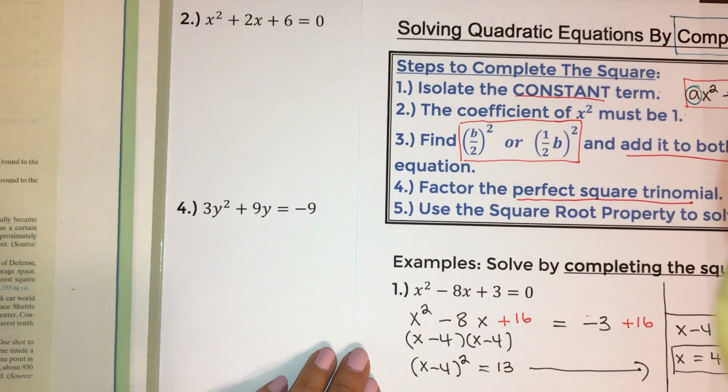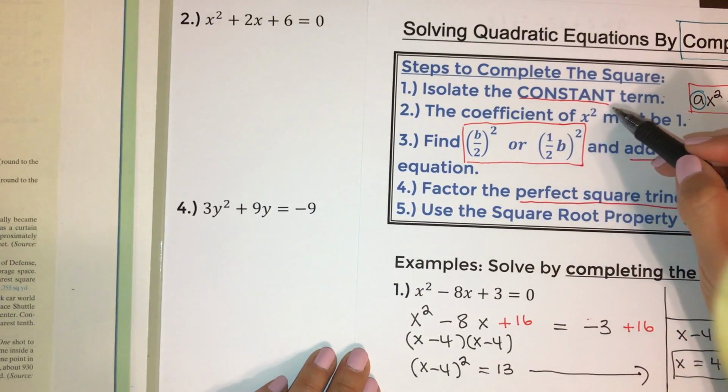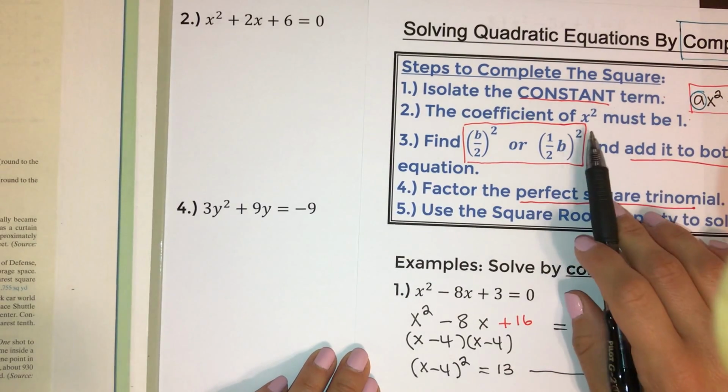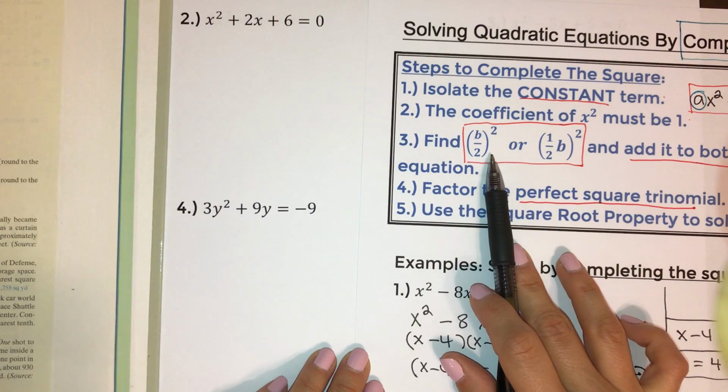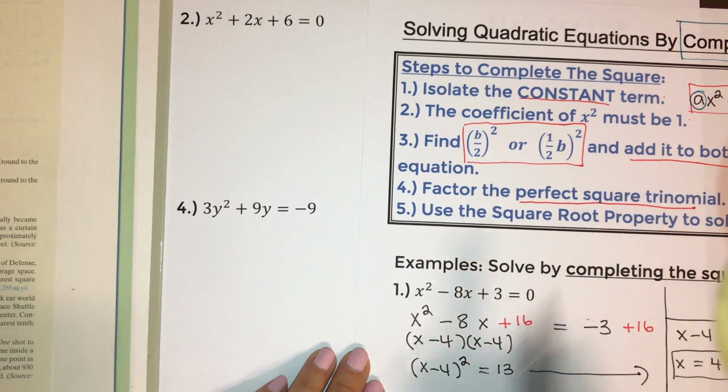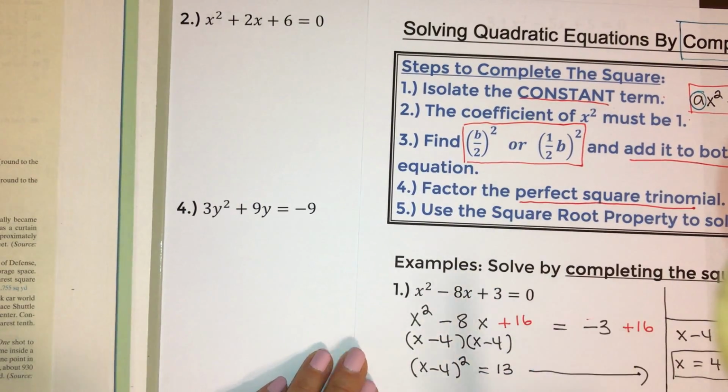All right, so same exact steps. Isolate the constant term. Make sure the coefficient of x squared is 1. Find b over 2 squared. Add it to both sides. Factor. Use the square root property.